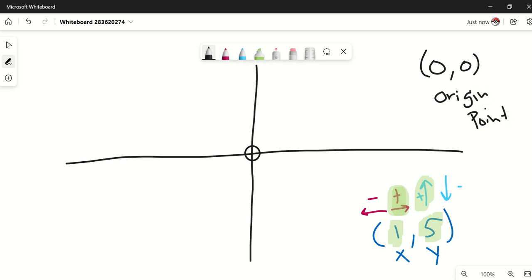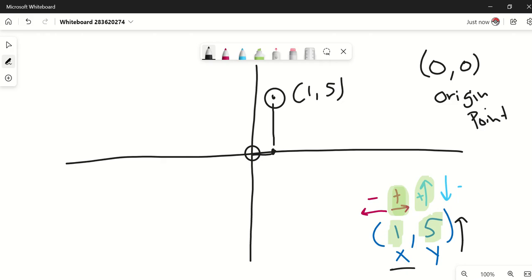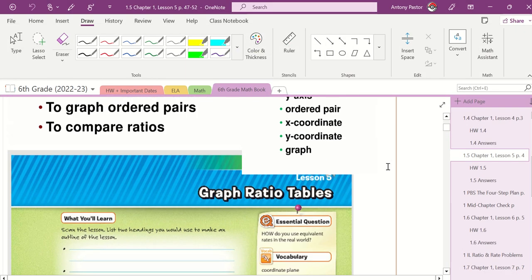We always start there. The first number, X, is going to tell us to go 1 to the right, so I'm going to go 1, stay here, and then go 5 up. I'll just say 1, 2, 3, 4, 5. It'll be right here somewhere. That is my point 1, 5. When you do this, you're going to see more actual squares drawn up, so you know where to count and go. But this covers coordinate plane.